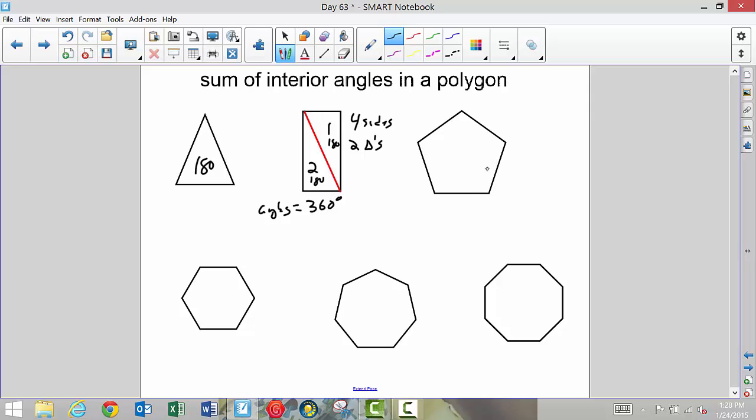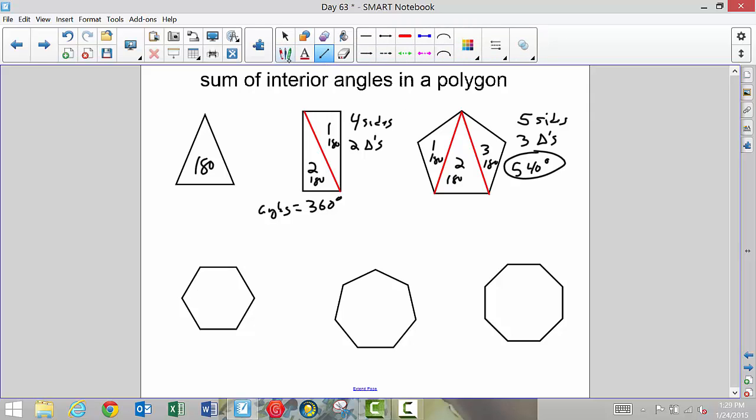So let's check here. I have 1, 2, 3, 4, 5 sides. So how many triangles can I construct in this five-sided polygon, which is a pentagon? Well, I have to connect non-consecutive vertices, meaning I'm creating diagonals. There we go. So I have one triangle, two triangles, three triangles. I know that each triangle is 180. So 180 plus 180 plus 180 is 540 degrees. So I know all the angles in a five-sided polygon, or a pentagon, is 540 degrees.